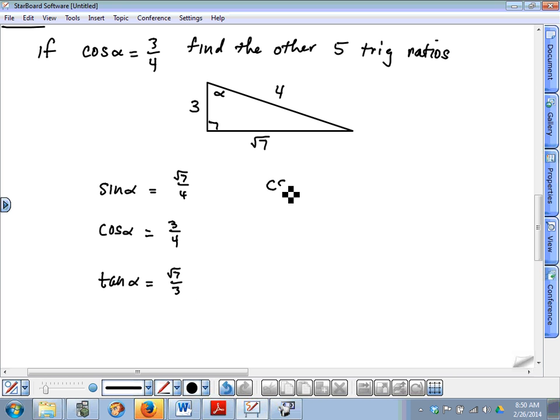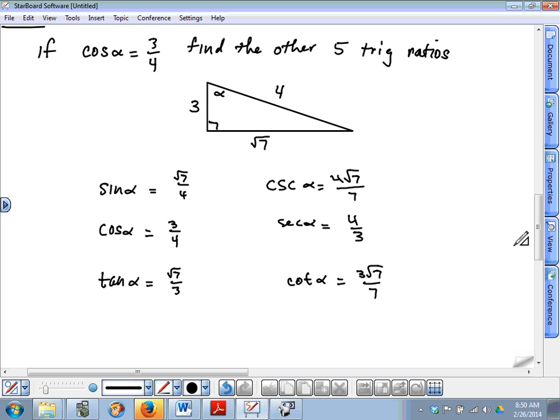And now we find the cosecant. Secant. That's going to be 4 square roots of 7 over 7. Secant was 4/3. Cotangent is 3 square roots of 7 over 7.